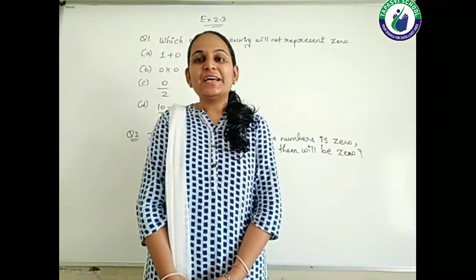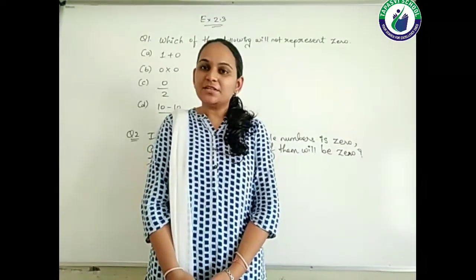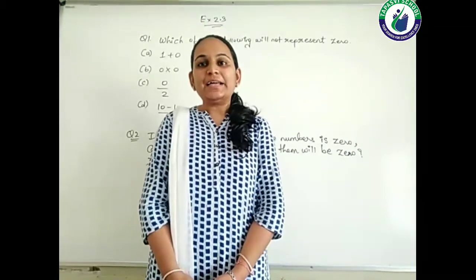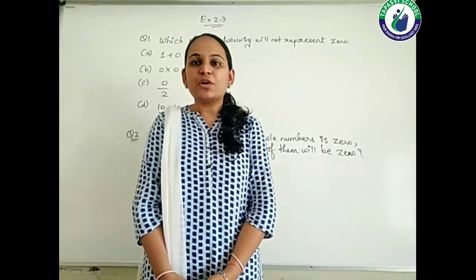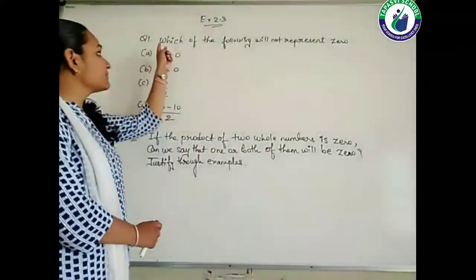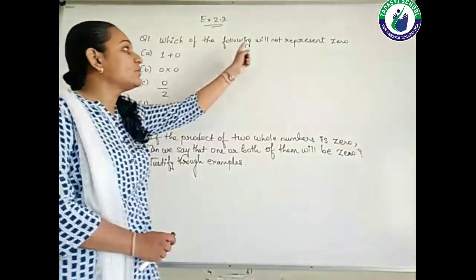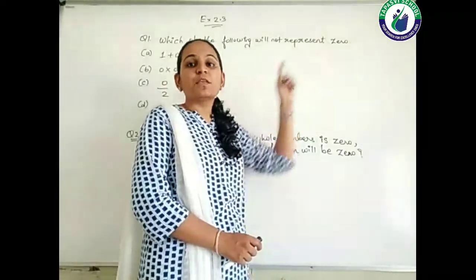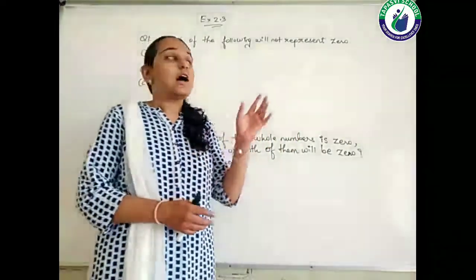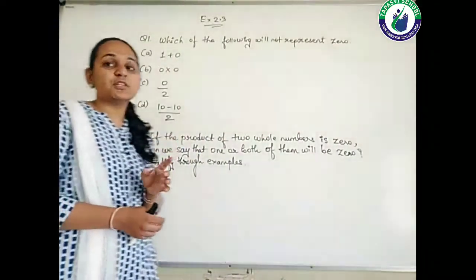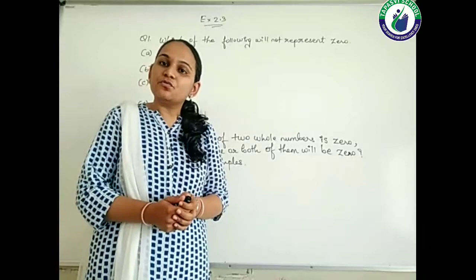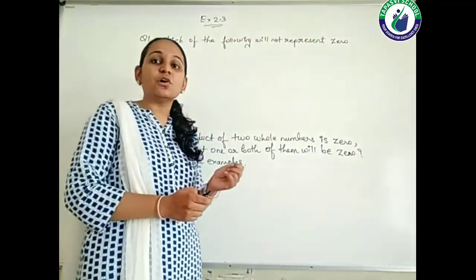If you remember students, in the previous lecture I taught you exercise 2.2, and today we'll be starting with exercise 2.3. So let's begin here students. Question number 1: which of the following will not represent 0? That means out of all these 4 options, which option will not give the answer as 0? We have to find that, right? So let's begin to solve.